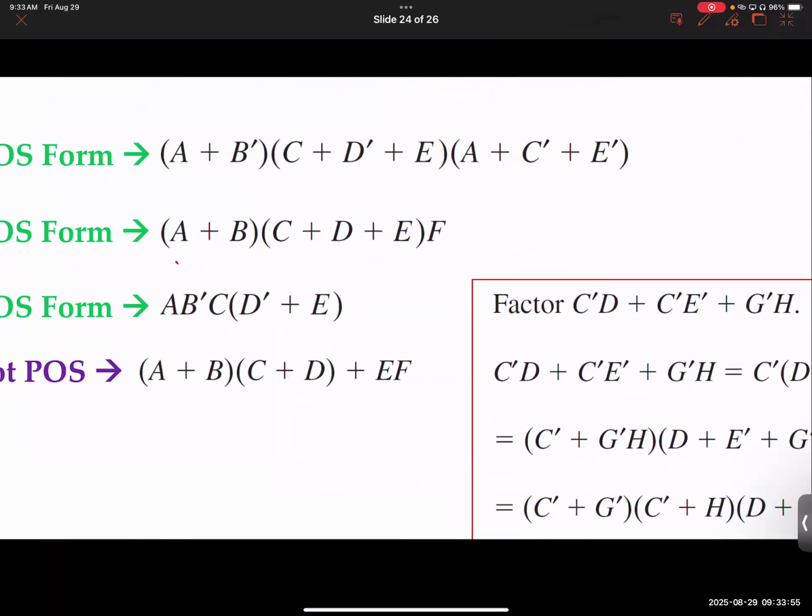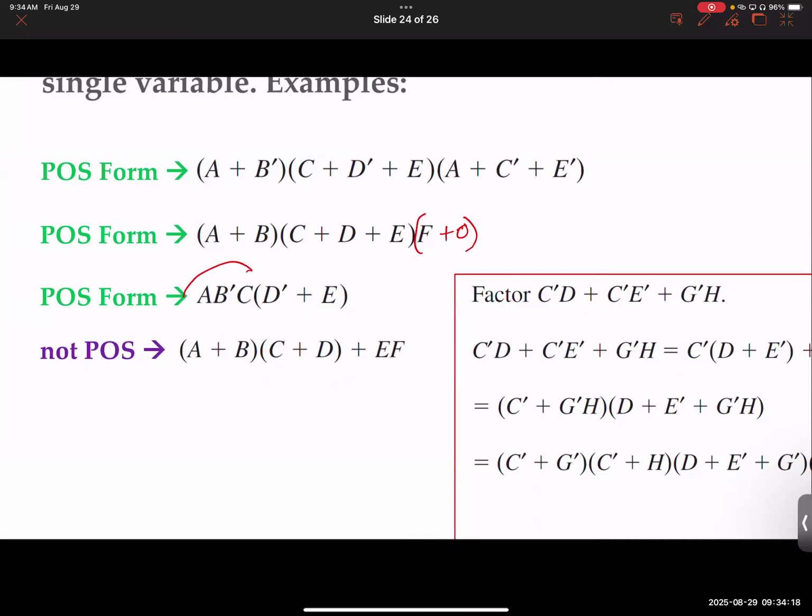More examples. This is fine, this is fine. This is just a single variable. There is no sum per se. But we could always treat it like, let me show you, f plus 0. Anything plus 0 is that thing. Are you still with me? Okay, so it's still a product of sum format. So is this one. So each of these variables could be individually converted into a format like this. So it's still a product of sum format.